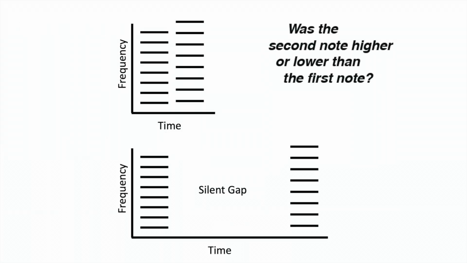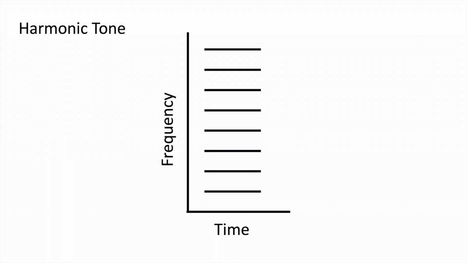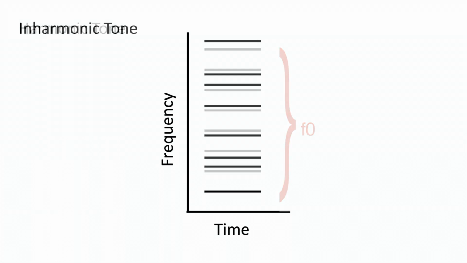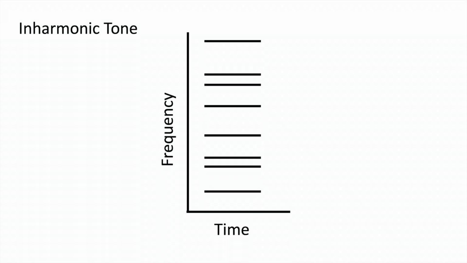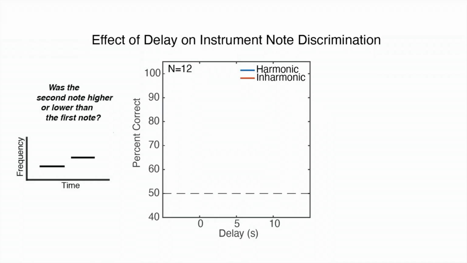We studied this issue by measuring the effects of time delays on the ability to judge which of two tones was higher. We compared performance for harmonic tones, which can be summarized with their F0, to that for inharmonic tones, whose frequencies were perturbed to be inconsistent with any single F0. In our first experiment, we examined pitch discrimination with instrument tones that were resynthesized to be either harmonic or inharmonic. Performance for harmonic and inharmonic notes was comparable when notes were presented back to back.